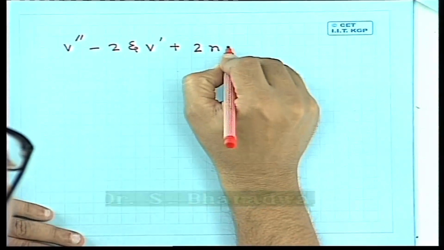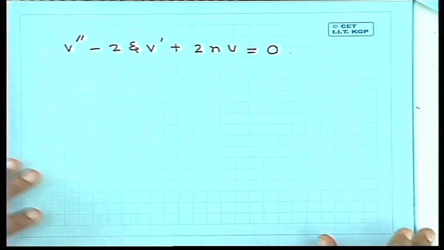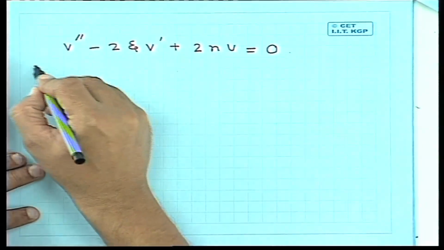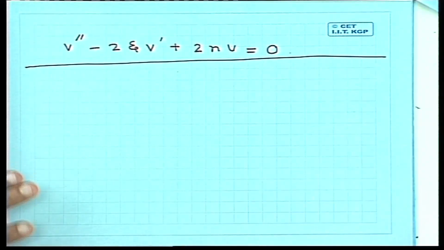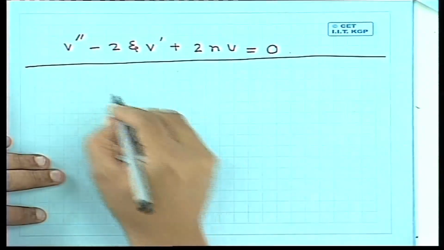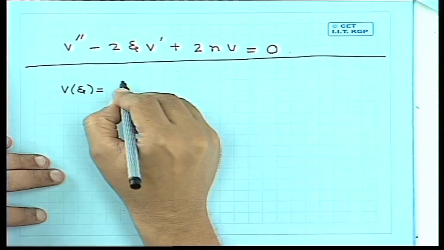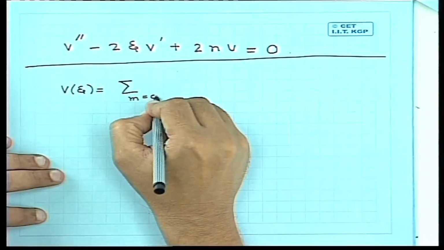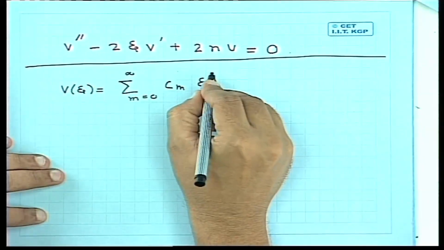So, going back to the equation, we have this. Now, we proceed to solve this equation by making a series expansion of the function v in terms of xi. So we assume that v of xi is equal to the summation over m equal to 0 to infinity of Cm xi to the power m.